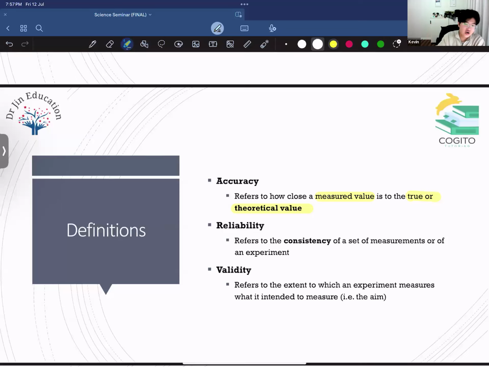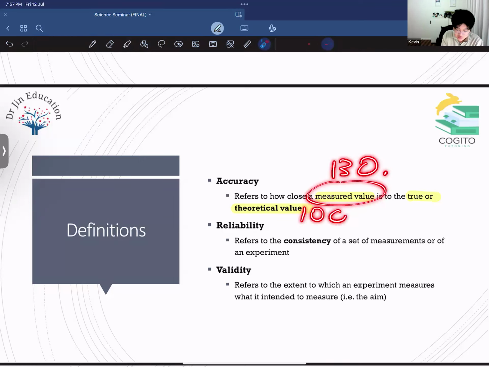But let's say I was doing an experiment and I measured it and it was like 130 degrees. Is that accurate? No, it's not very accurate because the measured value, which is 130, versus the theoretical value, which is 100 degrees, is clearly very different. So that's accuracy: how close a measured value is to the true or theoretical value. The only downside of accuracy is you can't assess it if you don't have the theoretical value or any past data. It becomes a bit more difficult in that sense.